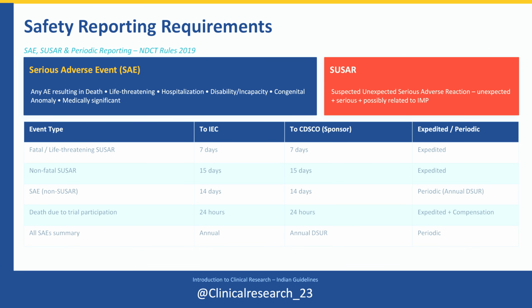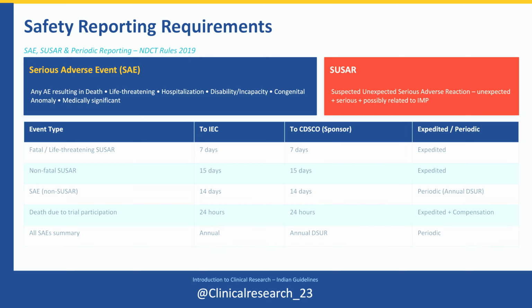Let's take a closer look at the reporting timelines for different types of adverse events. For fatal or life-threatening SUSARs, the reporting deadline is 7 days both to the IEC and to the CDSCO, and these need to be reported on an expedited basis.